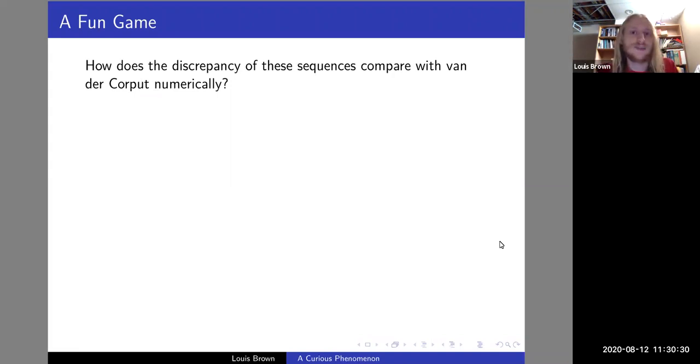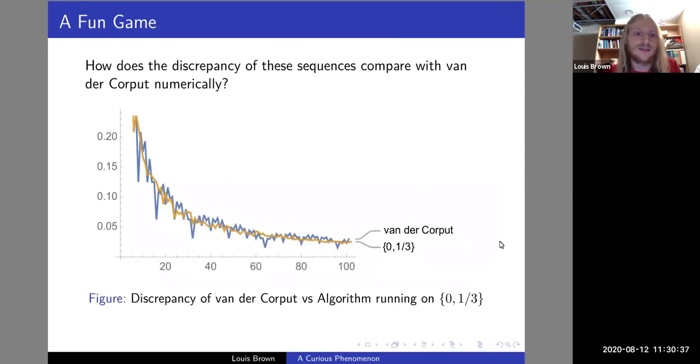So how does the discrepancy of these sequences compare with van der Corput numerically? So here's a graph. If we run our algorithm on the points 0, 1/3 versus the van der Corput sequence, which remember is just running the algorithm on the point 0, the discrepancies are decaying at exactly the same rate. They're right next to each other.